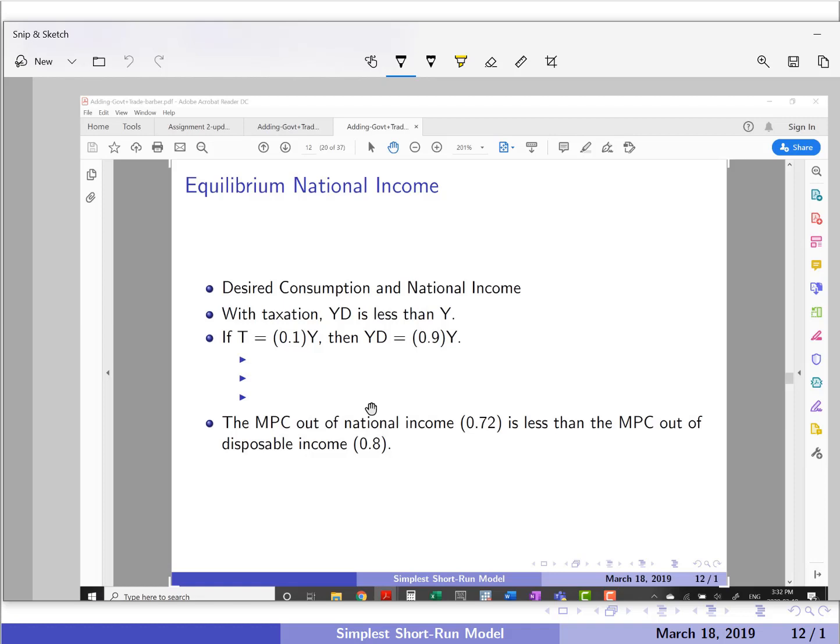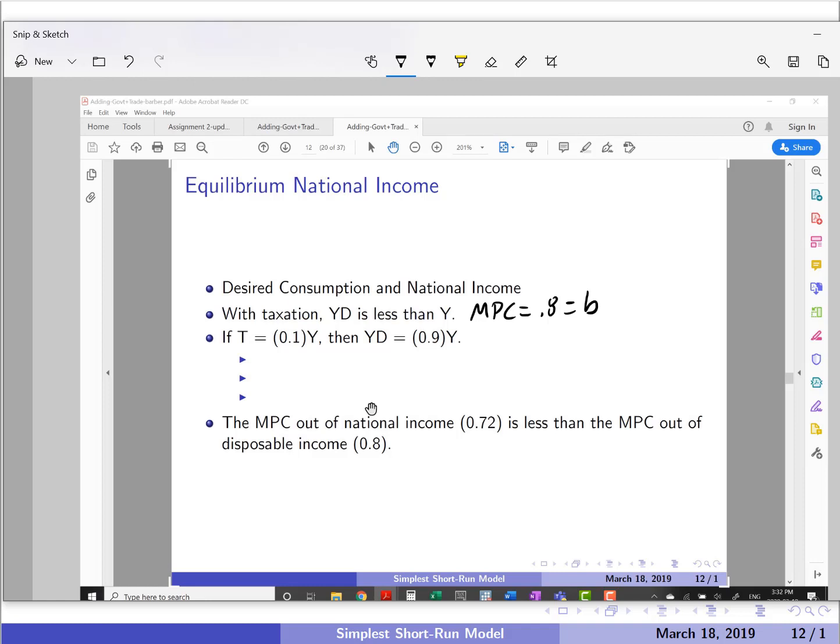So let's pretend that the marginal propensity to consume is 0.8. So that means that B that we were talking about before is 0.8. So the marginal propensity to consume out of disposable income was 0.8 before. So if our disposable income went up by $1, we'd be consuming 80 cents of that dollar. Or desired consumption would go up by 80 cents, I should say.